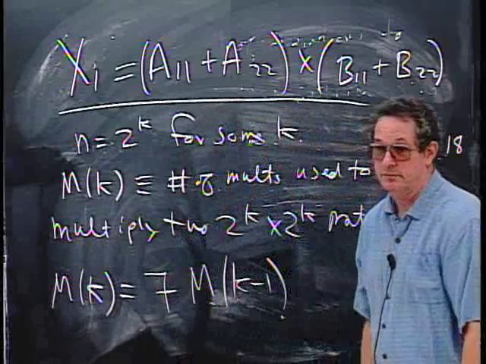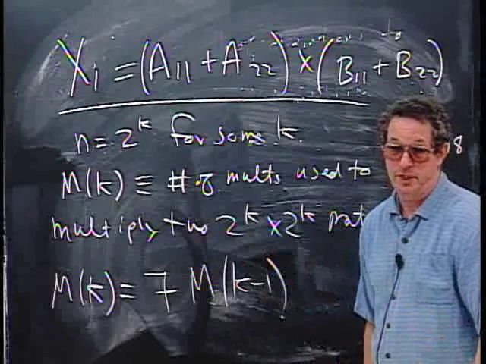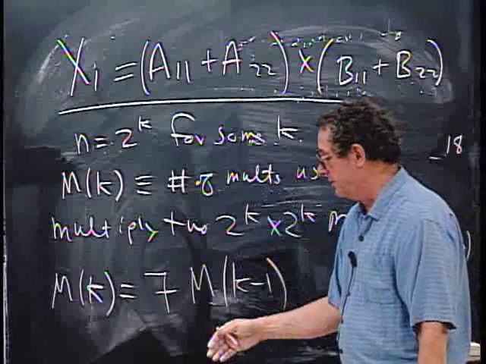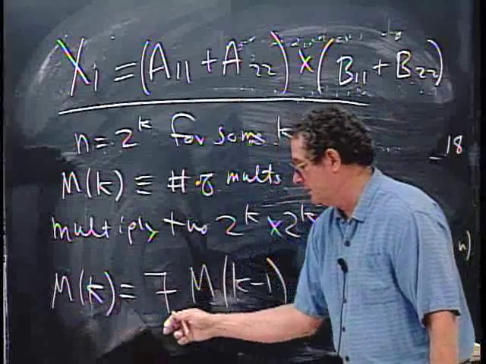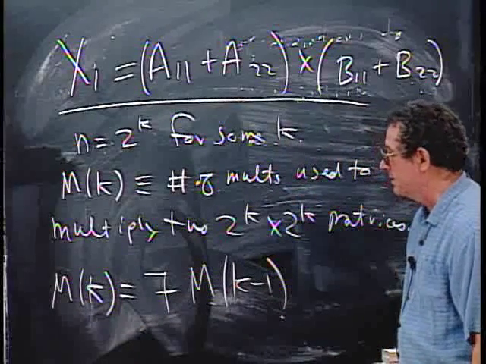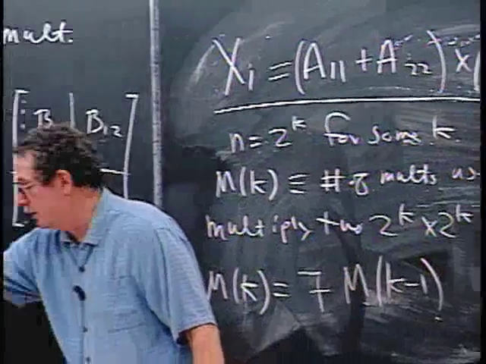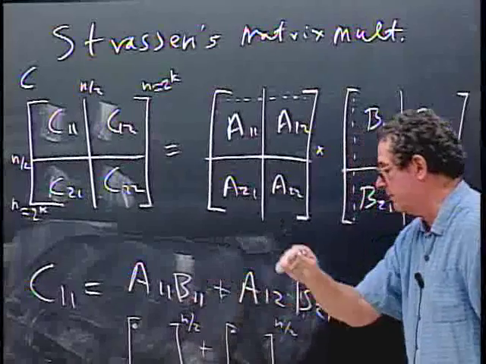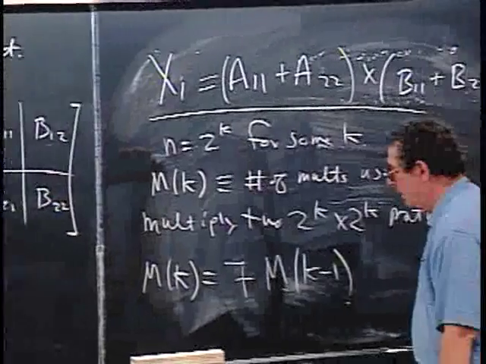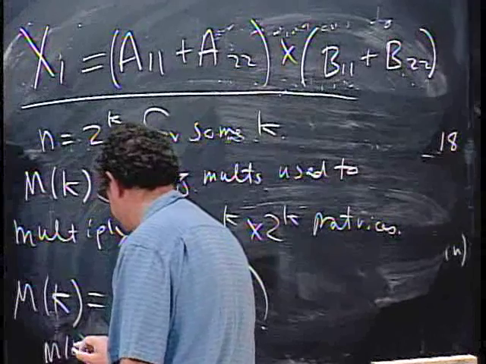So this is just counting the number of multiplications in the Strassen approach to multiplying two large matrices of 2 to the k by 2 to the k. We get this recursion M_k is equal to 7 M_{k-1} because we're multiplying 7 matrices of dimension 2 to the k minus 1 by 2 to the k minus 1, times another one of that same dimension. And ultimately M_0 is equal to 0. Okay?